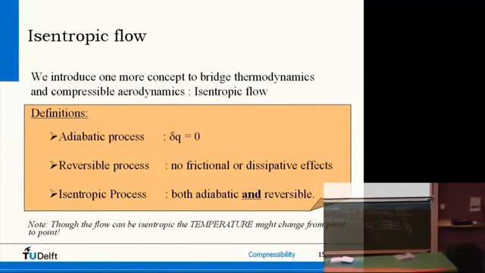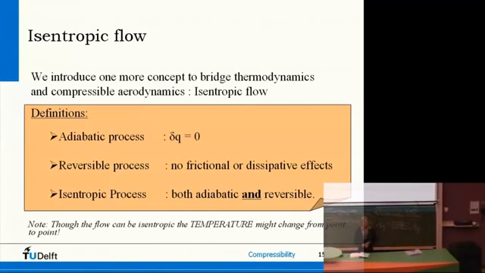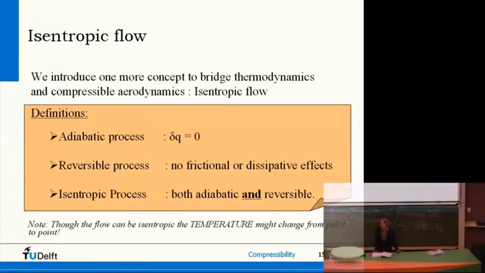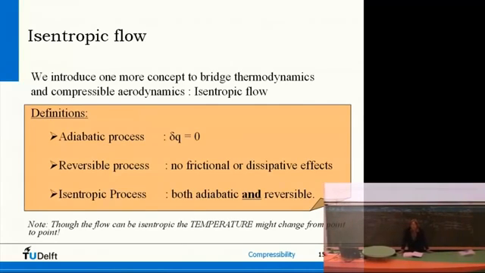So what I do now is I define a specific type of flow called isentropic flow. And that is flow where the entropy is constant. And that is the case when I have two requirements.